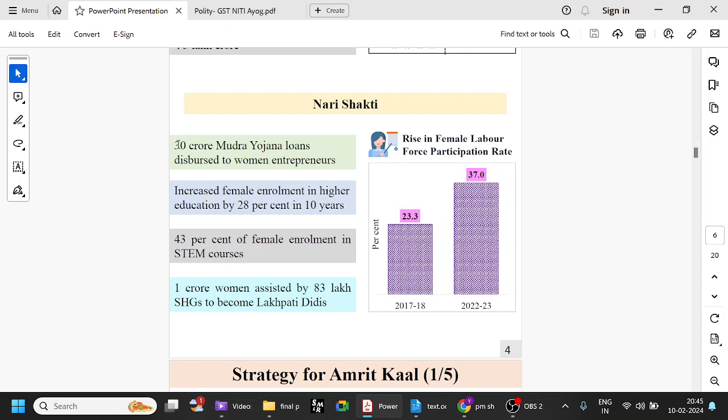And some time back we saw 43 crore Mudra Yojana loans. Out of that, 30 crore has been given to women, and female enrollment in higher education has increased. That means in professional courses, degrees, engineering, and post graduation, it increased by 28%, and 43% of female enrollment is in STEM courses. STEM is basically science, technology, engineering, and mathematics. So even in professional courses, there has been an increase, with 43%. And also 1 crore women assisted by 83 lakh SHGs to become Lakhpati Didis. Remember this also. 1 crore women have been assisted by so many SHGs, and they will become the Lakhpati Didis.